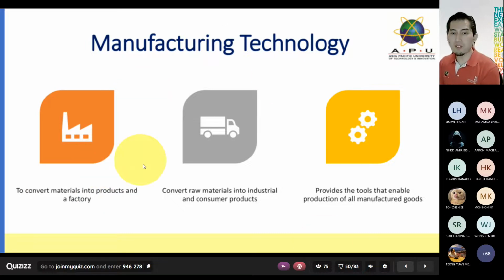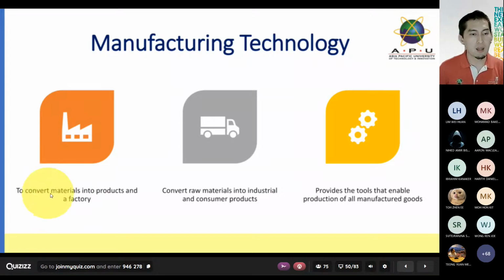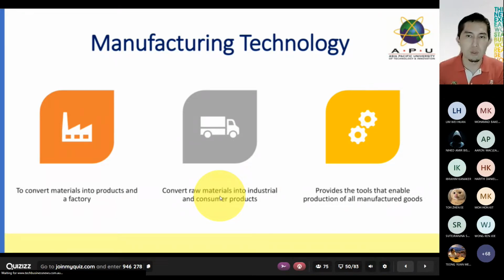All right, so as part of manufacturing technology, conversion of materials, right? As you can see, as part of even things like modular construction that you saw earlier, there's a lot of aspects that you're trying to convert all these raw materials into industrial and consumer products, right? So essentially, manufacturing is just converting and basically transforming what is from raw materials into a product that a user or a consumer can basically utilize, all right? Provides the tools that enable manufacturing overall.